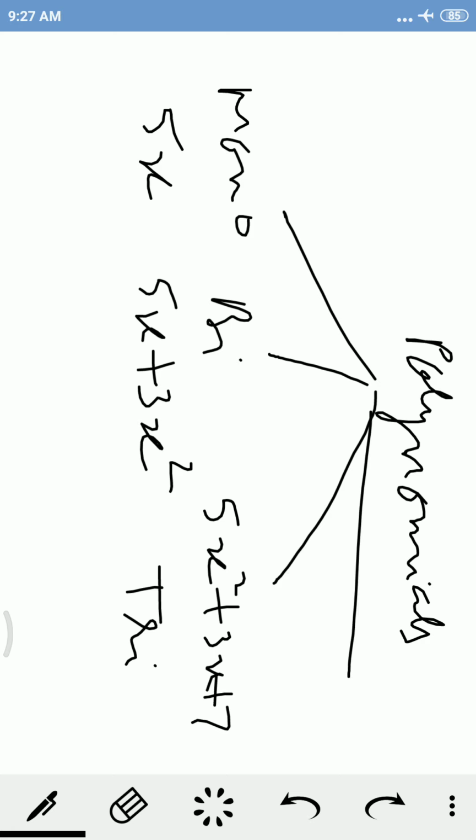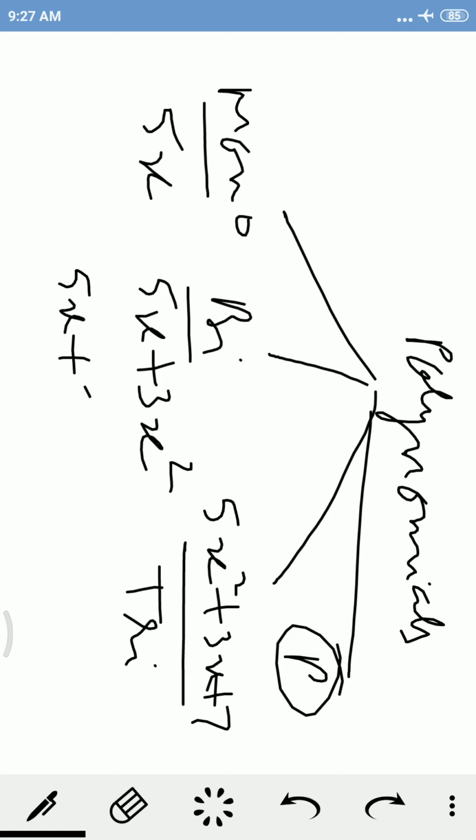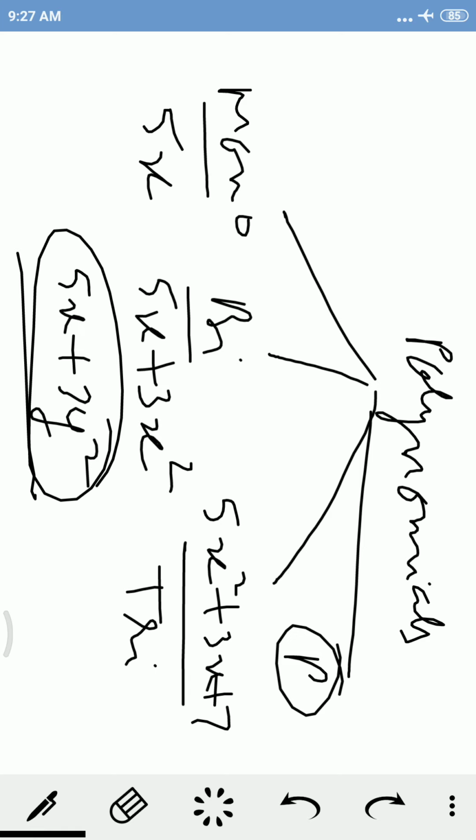And if more than three terms, it can have more than three terms also. In that case, we will term it as polynomial only. Okay, so on the basis of terms, now here a binomial can have two different variables also. Okay, like it is an example of binomial.